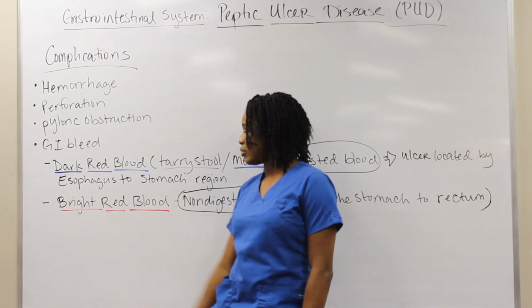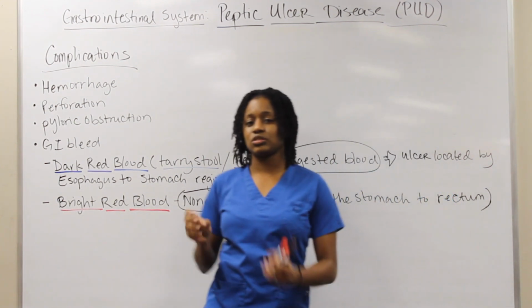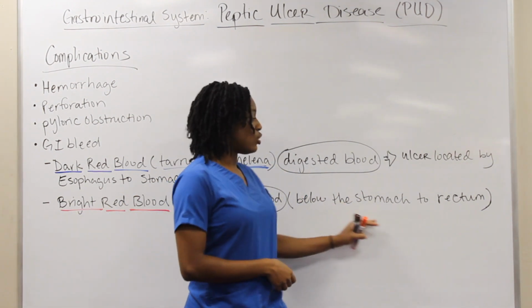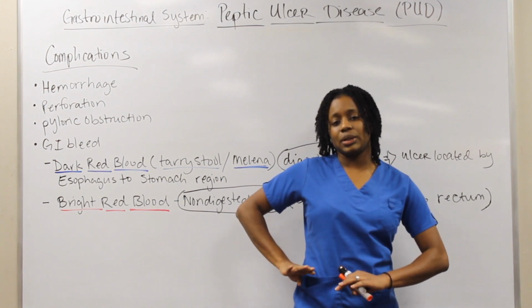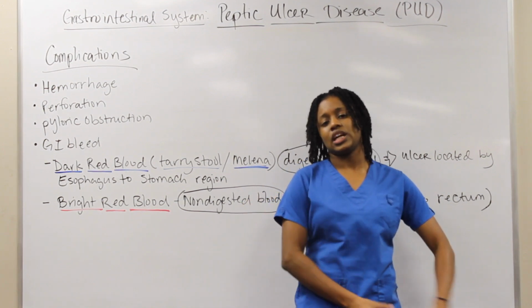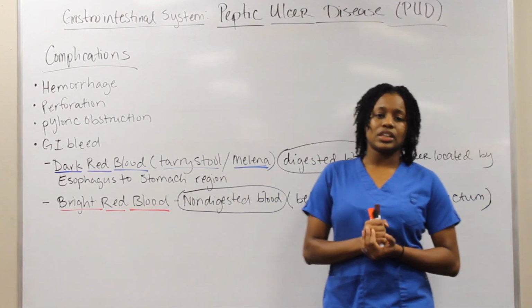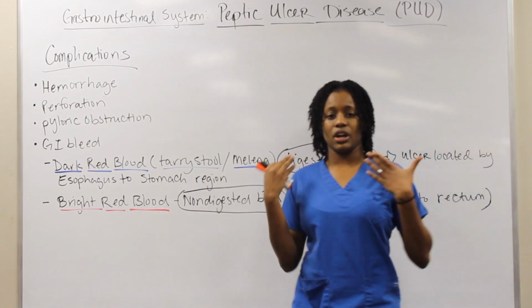And then you have bright red blood, which is non-digested blood, so that's hence the word why it looks bright, right? And that is below the stomach to the rectum. So anywhere from the small intestines on down to the colon area, or to the rectum area, that will definitely let us know that, okay, this is happening in the lower GI tract versus the upper GI tract.